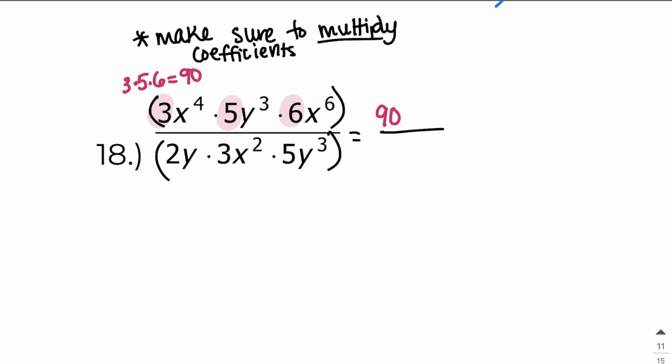And then I want to see what bases do I have here? So I've got x to the power of 4, and I'm going to look in the numerator and see, do I have any other x's? I sure do right here. It's x to the power of 6. And when we multiply, we add our exponents.